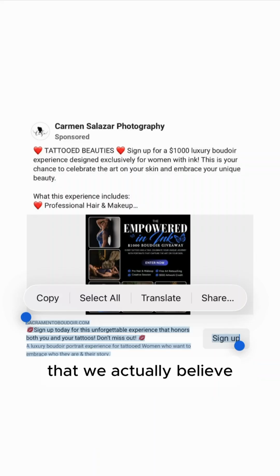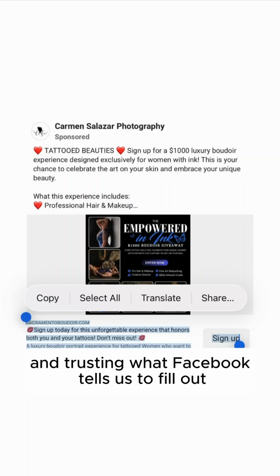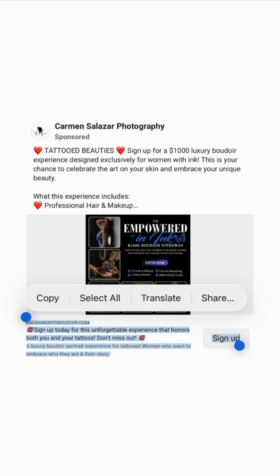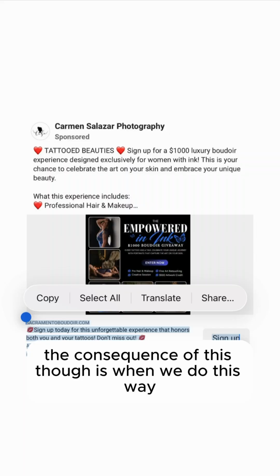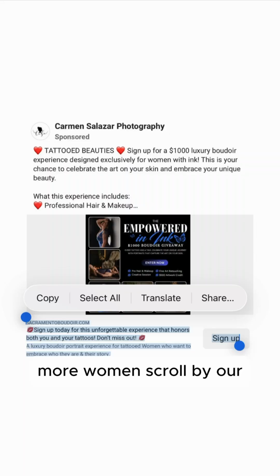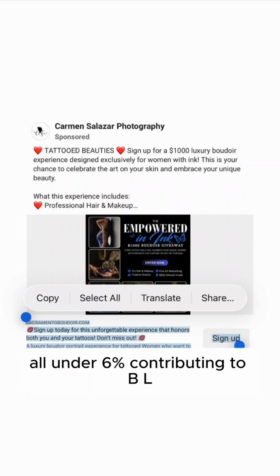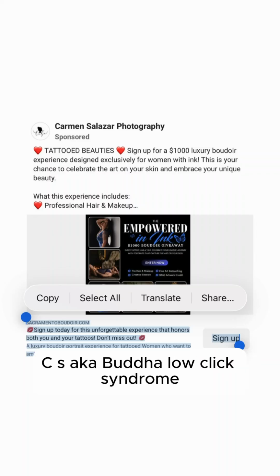that we actually believe and trust what Facebook tells us to fill out when we fill out our ads is what we should fill out. The consequence of this, though, is when we do this, way more women scroll by our Boudoir Facebook ad than necessary, pulling our unique CTR under 6%, contributing to BLCS, aka Boudoir low click syndrome.